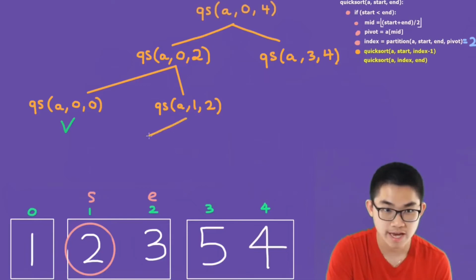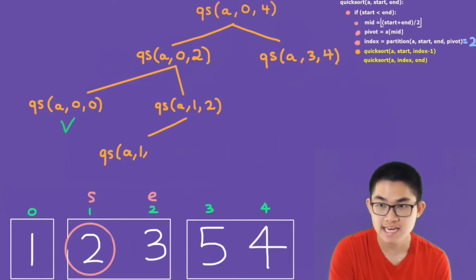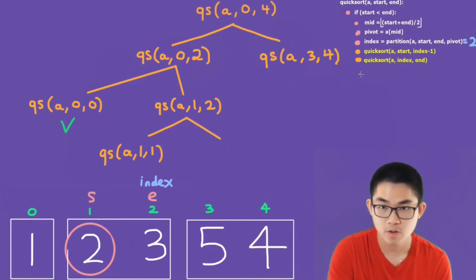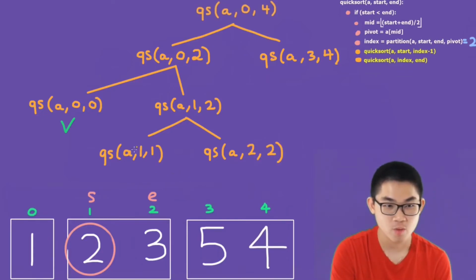So we need to quicksort again. Here we have quicksort. We have the array. Then we have start, and start is 1. And then we have the index minus 1. So the index is 2. The index is right here. So index minus 1 would be equal to 1. Then over here on this last quicksort, we have quicksort, we have the array, we have the index, which is 2, and the n, which is 2. This quicksort will cover from 1 to 1, and then this quicksort will cover from 2 to 2.